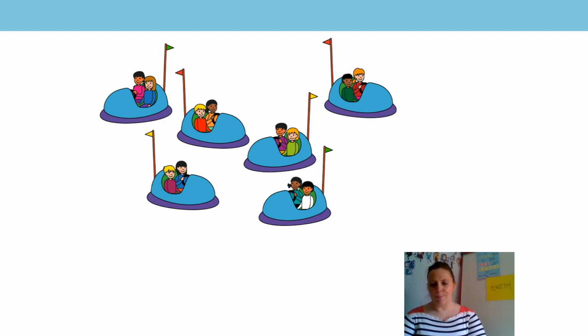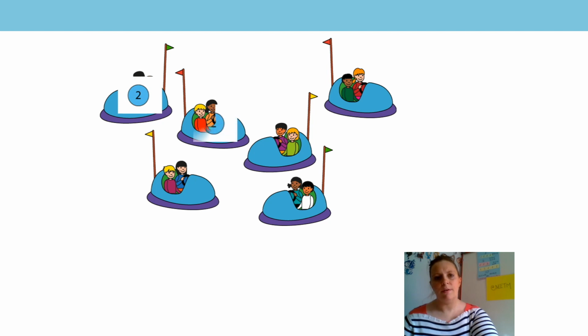Have a little look at this picture. What are my factors? The bumper cars are the groups. The children in each car are the number in the group. So what are my factors? Oh, you know what? This picture is just so busy. I can see that there's two children in each bumper car, but there's so much for me to look at. I'm going to try replacing each bumper car with a counter. I'm going to write a two on each counter. Maybe you can count in twos as I do it.